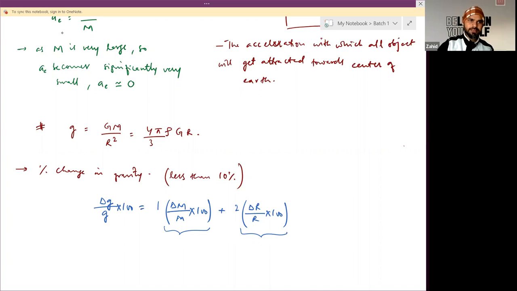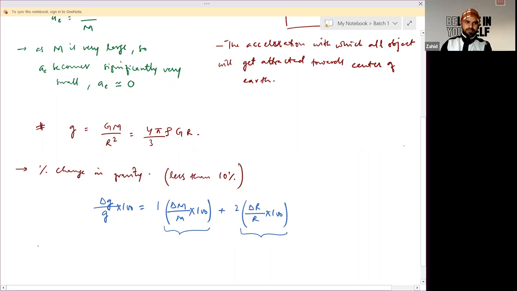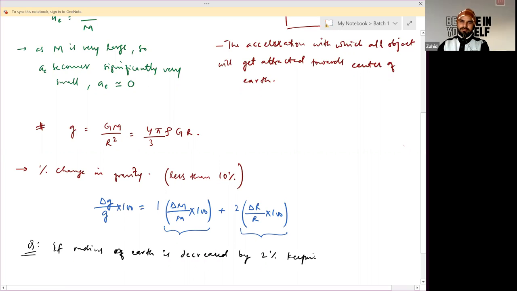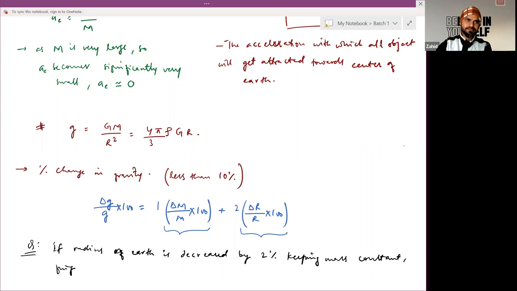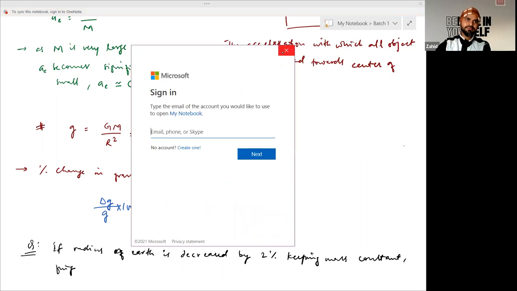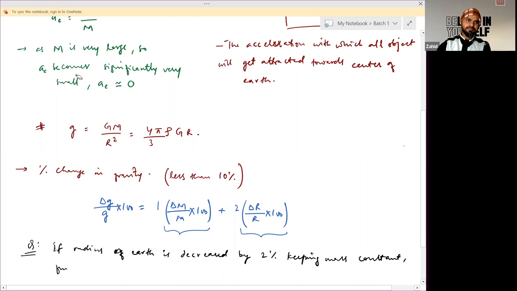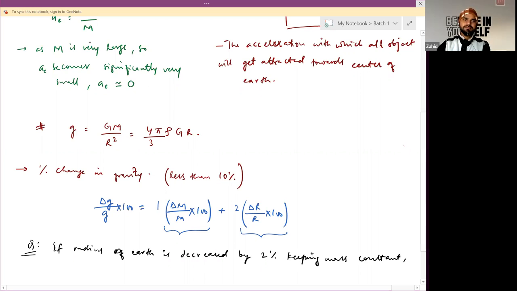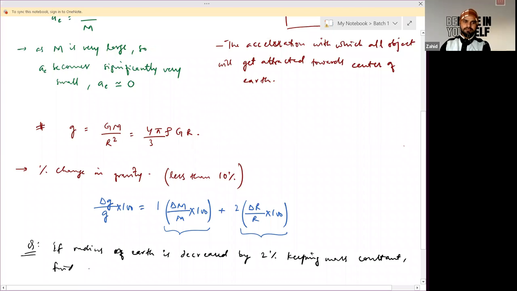I'm giving you an example related to this. Suppose the radius of Earth is decreased by 2%, keeping mass constant. Find the percentage change in gravity.